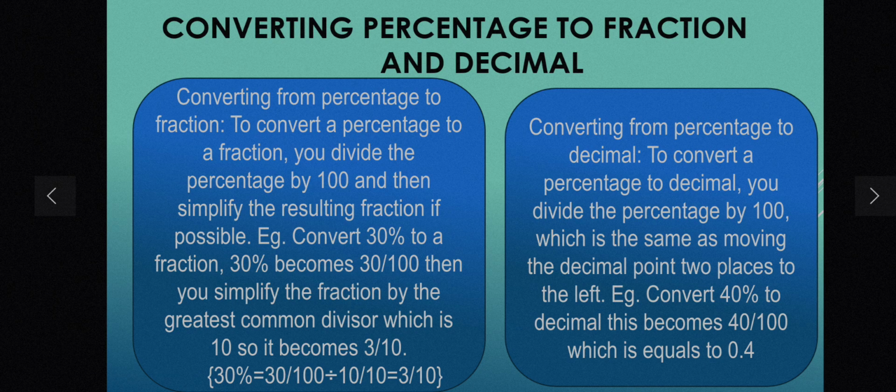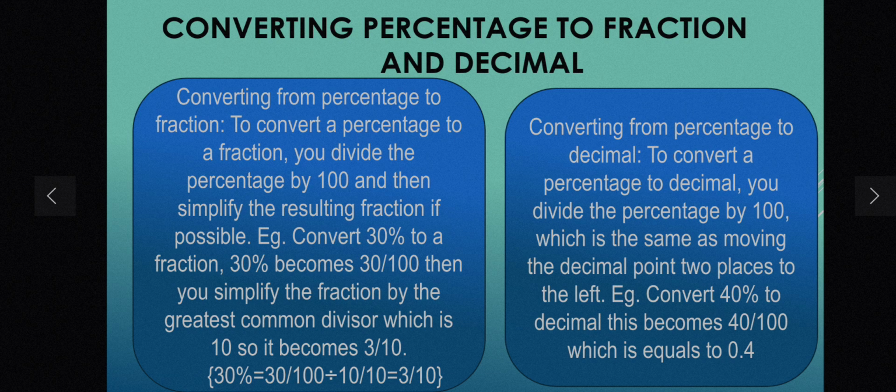Now we have here converting from percentage to decimal. To convert the percentage to decimal, you divide the percentage by 100, which is the same as moving the decimal point 2 places to the left. What this is trying to tell us is that to convert the percentage to decimal, like what they gave us from percentage to fraction, you first divide it by 100. In every one, you first divide it by 100.